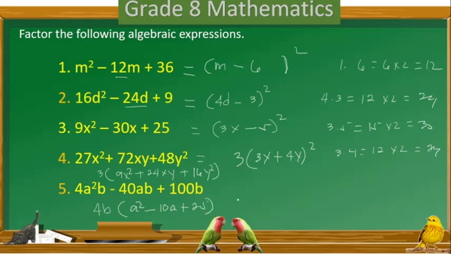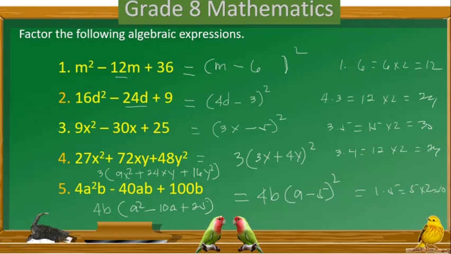Okay, that's it. So our answer is, we'll copy this first, 4b, then the square root of a squared, a, then the sign is negative, minus the square root of 25, which is 5. Okay, we will check if this is really a perfect square trinomial. So we will multiply 1 times 5 equals 5, times 2 equals 10. Correct. So this is now the shortcut method in solving for the perfect square trinomial.